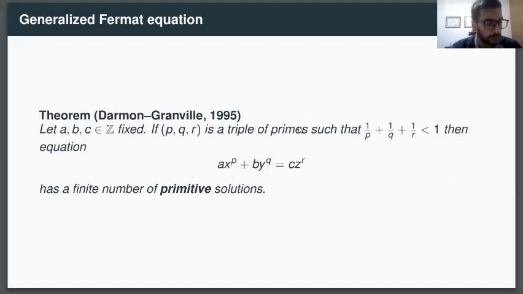So I think that one of the main reasons why we expect that this method works for other equations is this theorem of Darmon and Granville, which says that if a, b, c are fixed integers and p, q, r are primes such that 1/p + 1/q + 1/r is less than 1, then this equation here has a finite number of primitive solutions. We say that a solution x, y, z is primitive if x, y, and z are pairwise coprime.